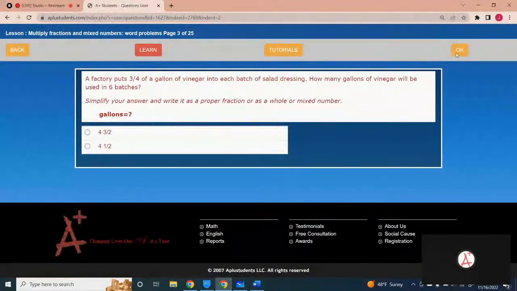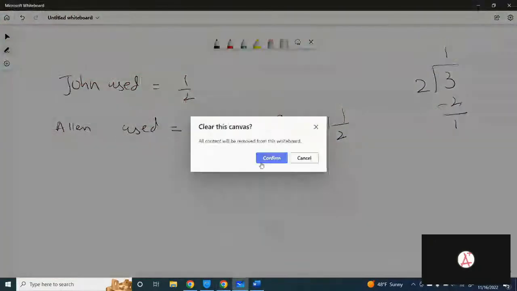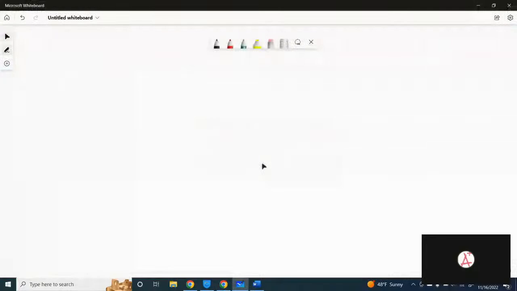A factory puts 3 by 4 of a gallon of vinegar into each batch of salad dressing. How many gallons of vinegar will be used in 6 batches? Got it? You have to do 3 by 4 times 6. Because you have to calculate. You need to do 3 by 4 times 6.